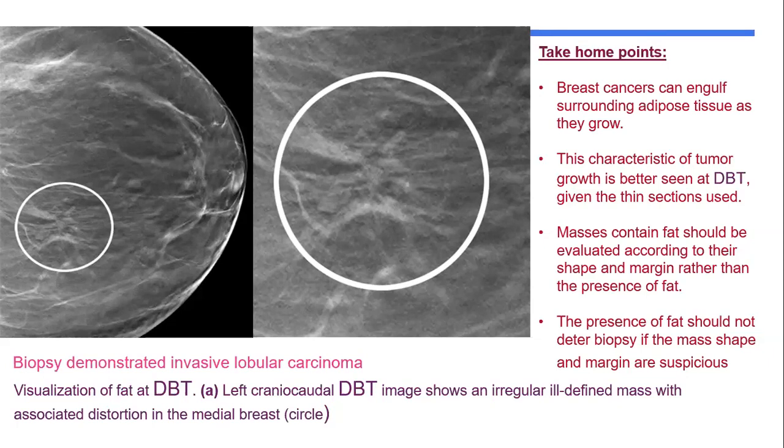They found that cancer can entrap fat, and the presence of fat in lesions having a suspicious morphology should not defer the biopsy. We have to go for biopsy. We have to biopsy these types of lesions. So the presence of fat should not deter the biopsy. If the lesion is suspicious, in spite of the presence of fat, we should not rush to report it as BI-RADS 2 as before.